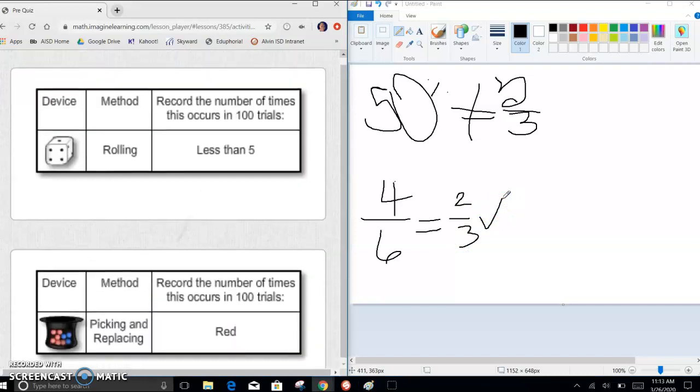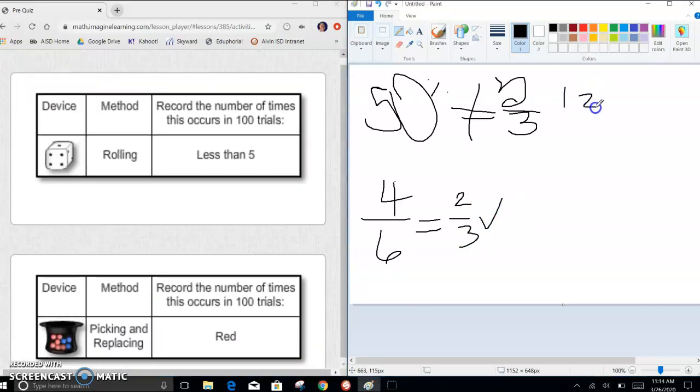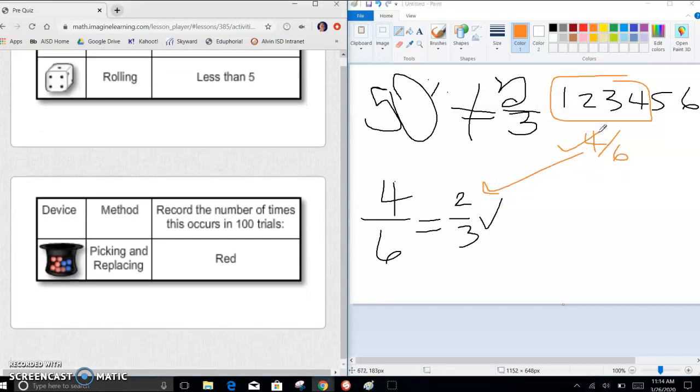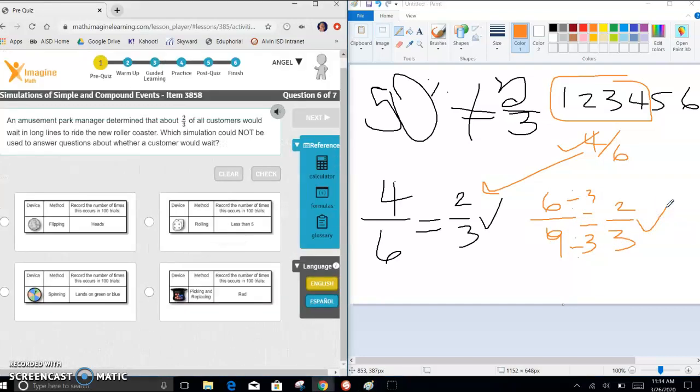So let's look at this one. Rolling less than 5. So I've got 1, 2, 3, 4, 5, and 6, and I want less than 5. So that's these 4 out of 6, which is the same as this. So that checks out. And then down here, I want picking and replacing to get a red. There are 1, 2, 3, 4, 5, 6 red, and there are 9 total. So 6 out of 9. If I simplify that, that divides by 3. Divided by 3, I get 2/3. So that one checks out as well. So I want the one that is incorrect, which is this guy right here.